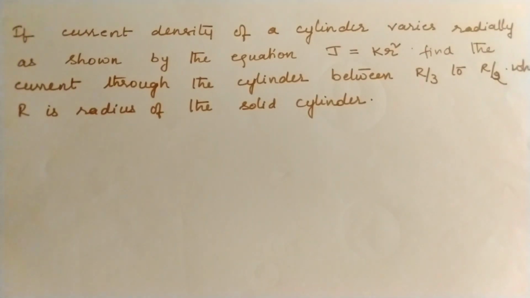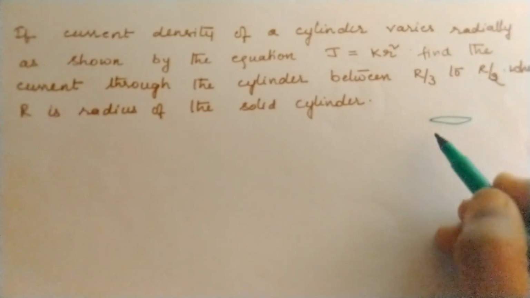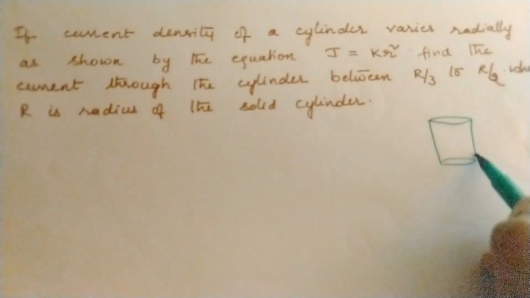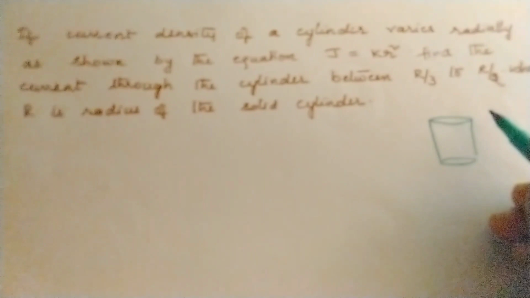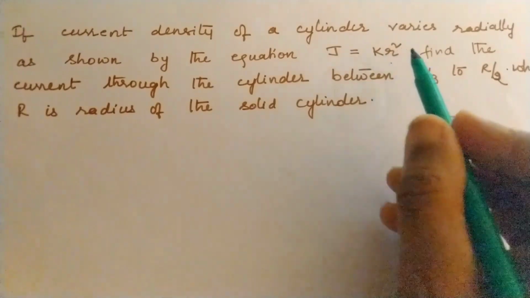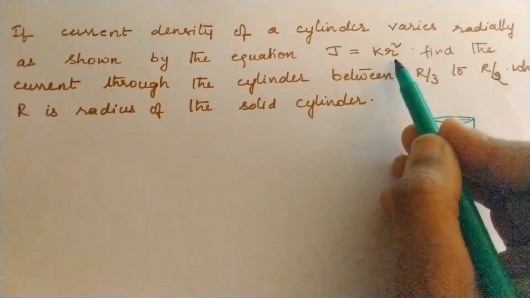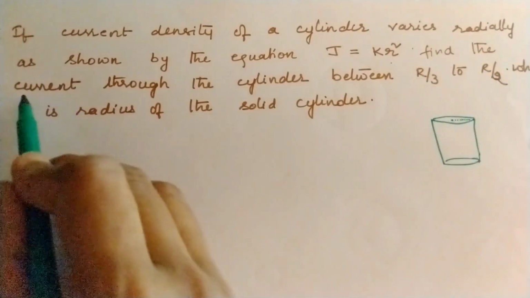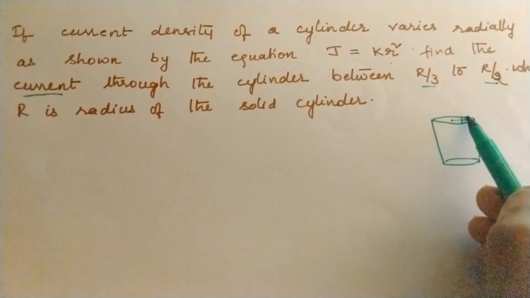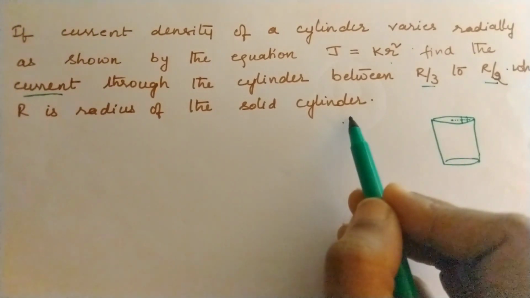Now coming to this question, the current density of a cylinder. Assume that this is a cylinder, and its current density is varying. It's a variable density, J is equal to K into r square. That means as the distance from the center changes, its current density also changes. For such a cylinder, they are asking you to calculate the current from R by 3 to R by 2, that is, the current through that cylinder between a distance R by 3 and a distance R by 2.